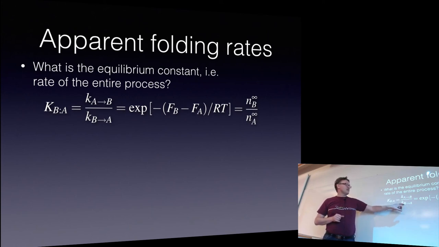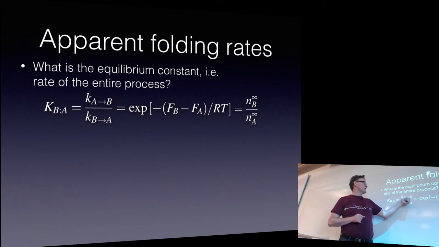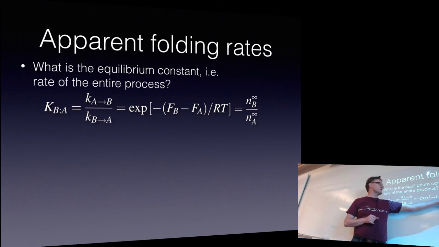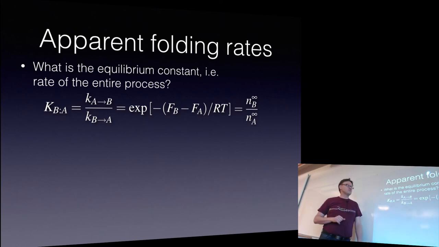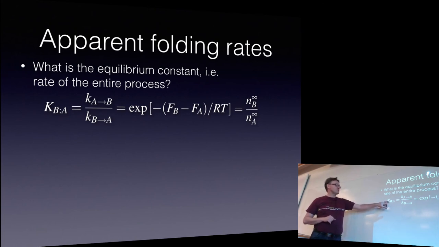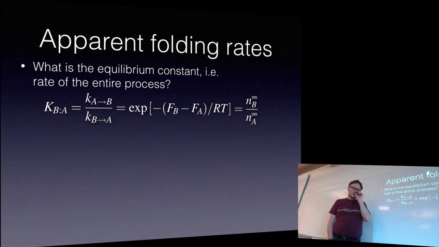But those I can calculate. So the first one had to do with going from folded over the barrier, and this one with going from unfolded over the barrier. So it actually turns out that the barrier doesn't enter there. It will only depend on the free energy between the two states. Because again, this is the equilibrium constant, not the folding rates. And this is going to determine, if you wait an infinite amount of time, what fraction of the molecules are going to be folded in state B versus unfolded in state A.